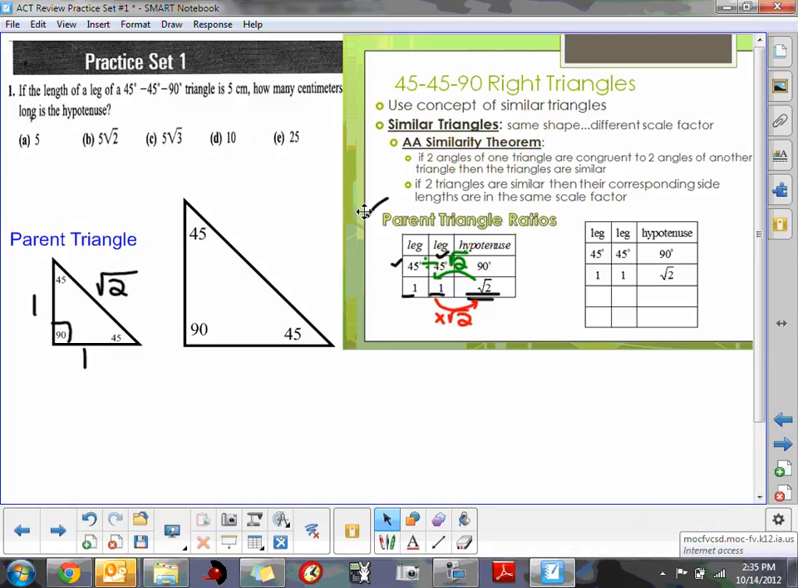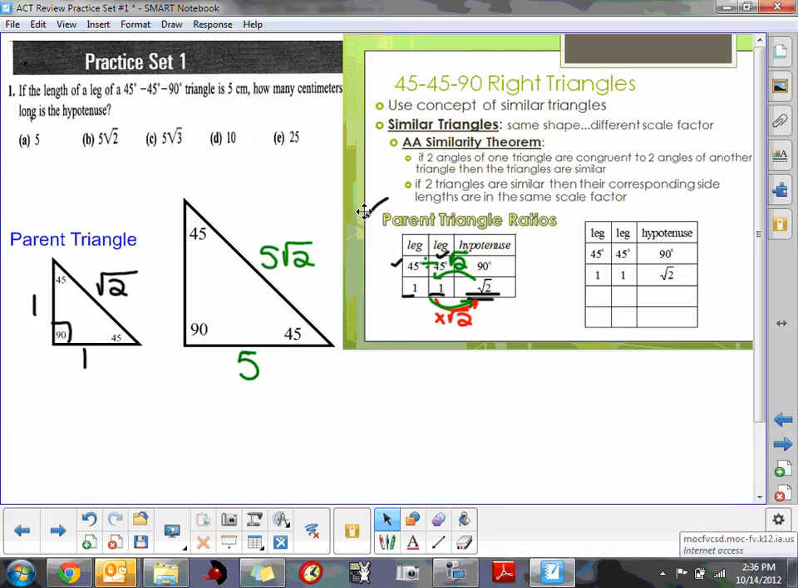So in the problem that they give us in our practice set, they tell us that the leg has a length of 5. If I'm given a leg, all I need to do to find the length of the hypotenuse is to take it times the square root of 2. As I said, anytime I need to go from a leg to a hypotenuse, I simply multiply by the square root of 2. So this has a length of 5 square root of 2. And that's a pretty fast and efficient method of doing this.